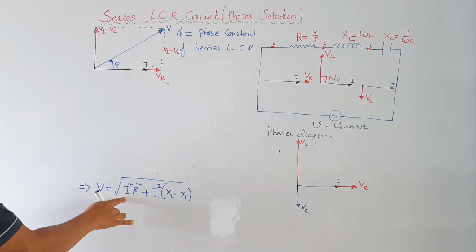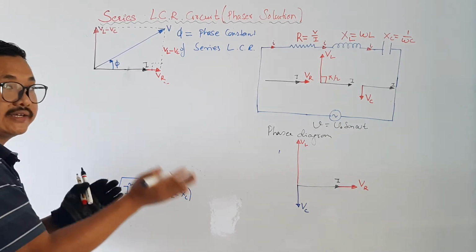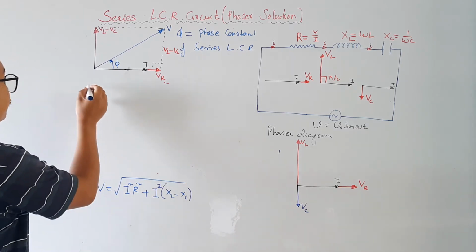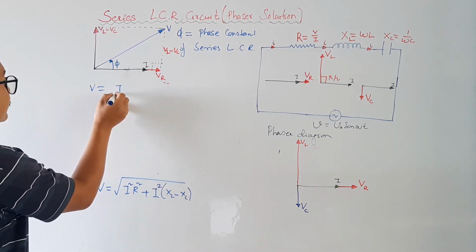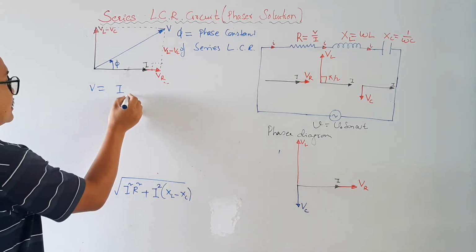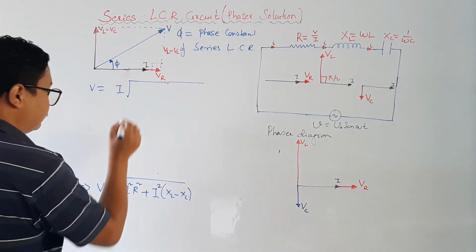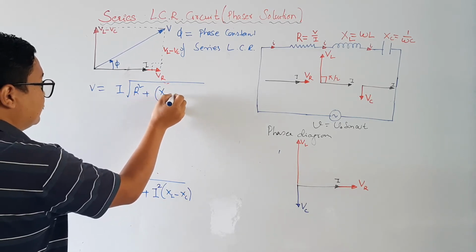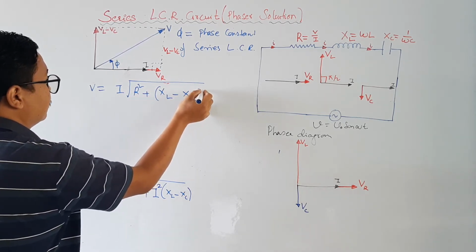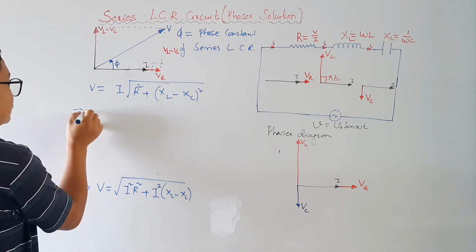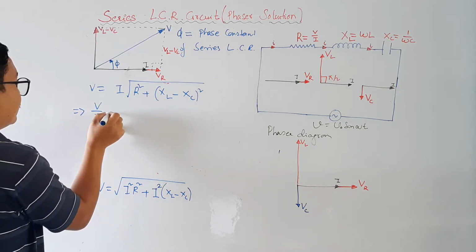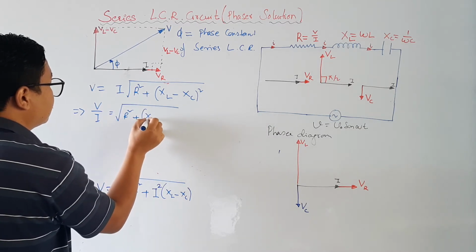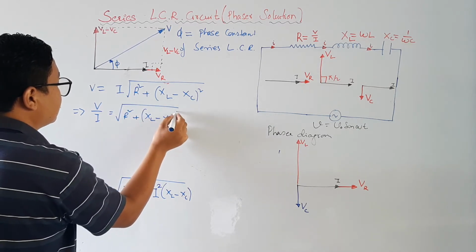Now this is I squared, this is also I squared. If I take common and take it outside of this root, I squared will come out as I, and this is equal to R squared plus XL minus XC whole squared. This implies V by I is equal to under root R squared plus XL minus XC whole squared.